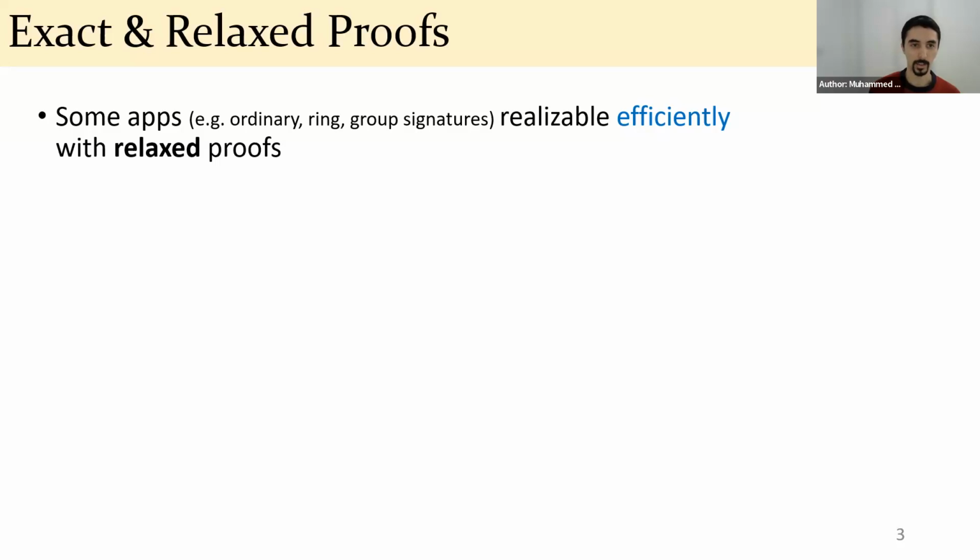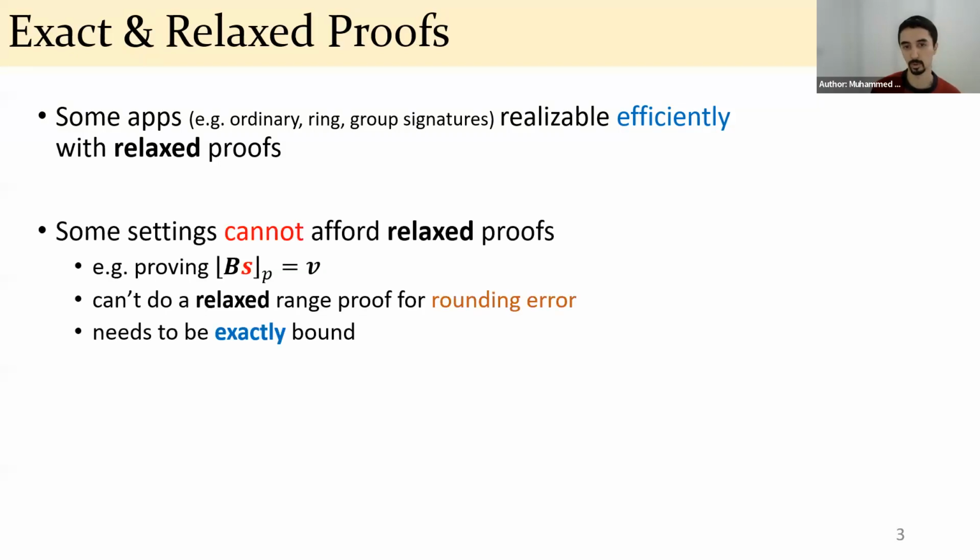If you look at some applications, in particular different kinds of signatures, we can realize these efficiently using just relaxed proofs. So we benefit from their efficiency and we can get away with the relaxation. But in some settings, we actually cannot afford to have any relaxation. For this, we might look at a rounding proof, where we have a public matrix B, and we want to prove that the rounding of B times S is equal to V. What I mean by rounding in this setting is that you take each coefficient, multiply it by P over Q, where P is a value smaller than Q. Then if this is not an integer, you just round down. And you do this for all coefficients.